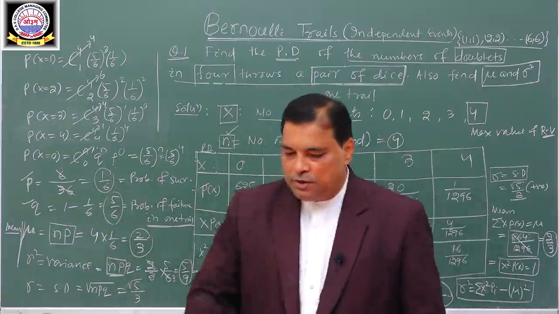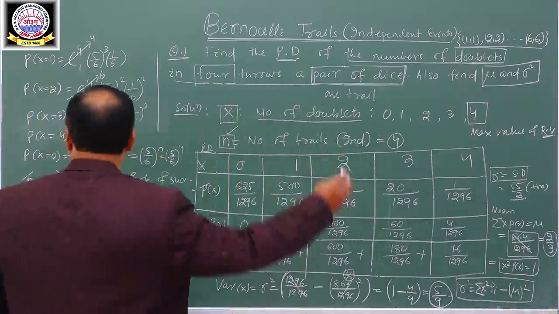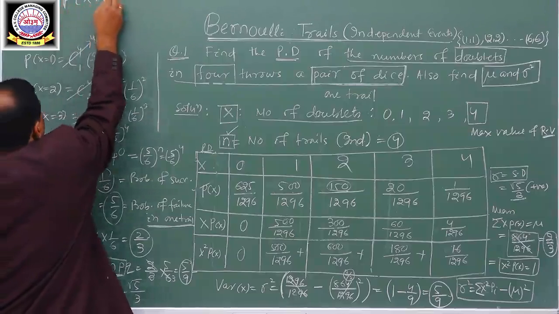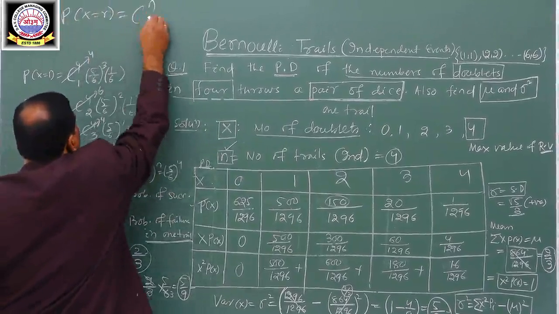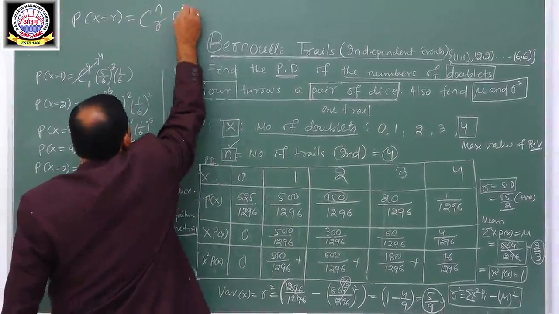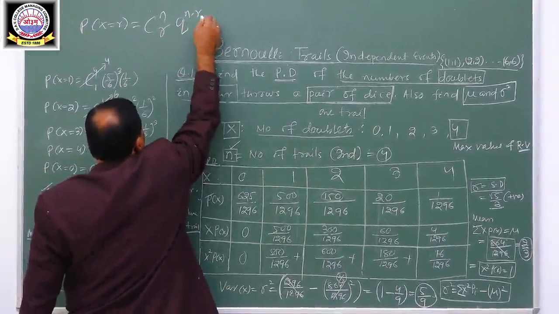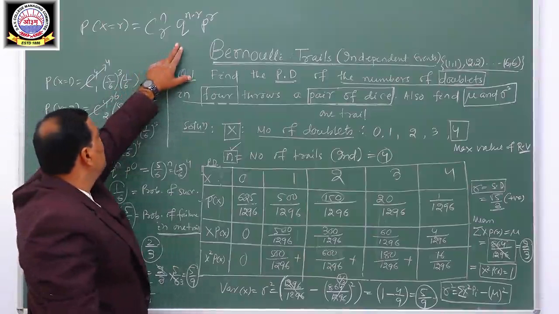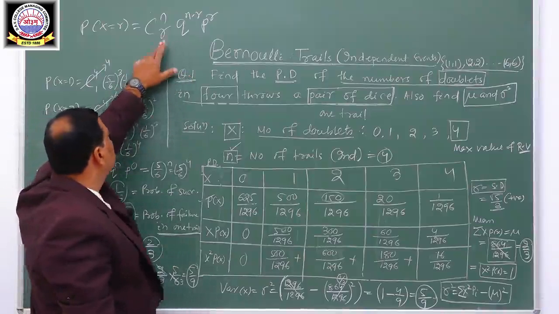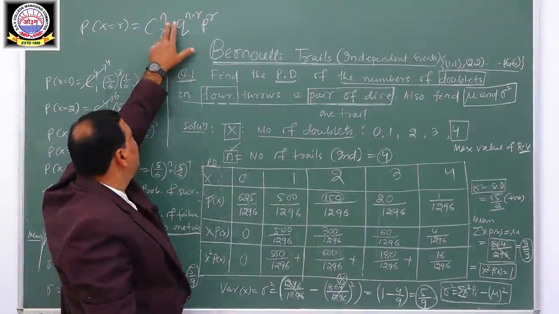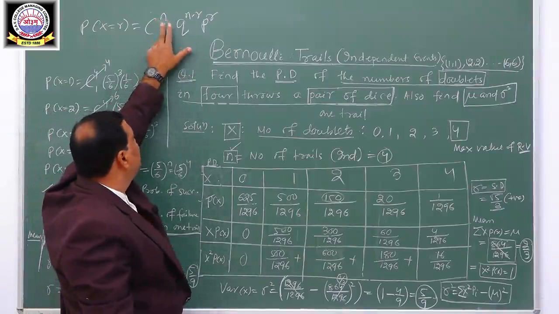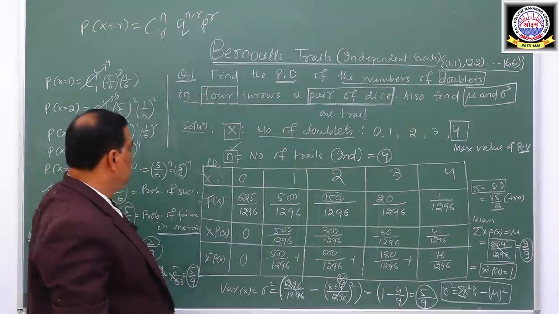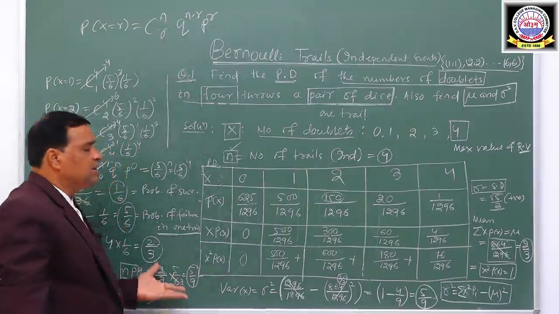This is the formula you have to use for binomial. Again I am writing the general formula: P(X = r) is equal to nCr into q to the power n minus r into p to the power r. P is the probability of success, q is the probability of failure, r is the random variable value, and n is the number of trials, the number of independent trials. So this is easy to understand and easy to calculate.